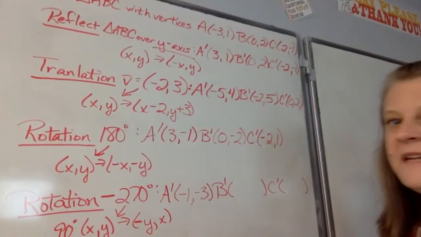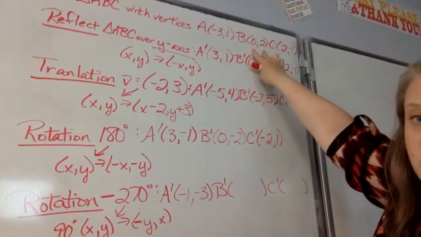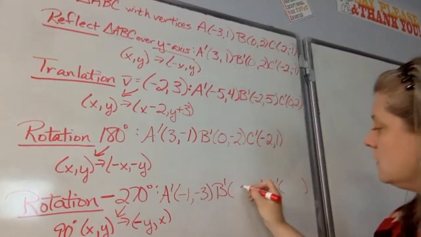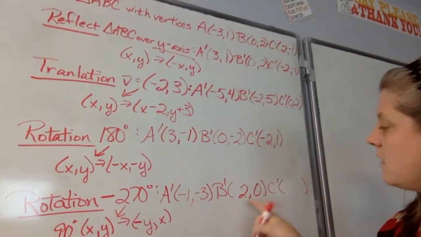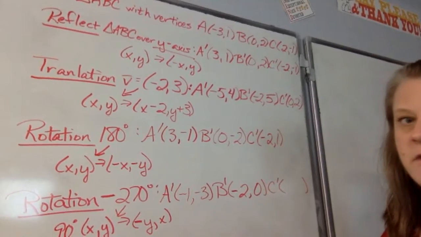Okay. Then for part B, I had 0, 2, so I switched the order. So it will be 2, 0, and then I changed the sign on the one that ends in the front. It will be negative 2, 0.